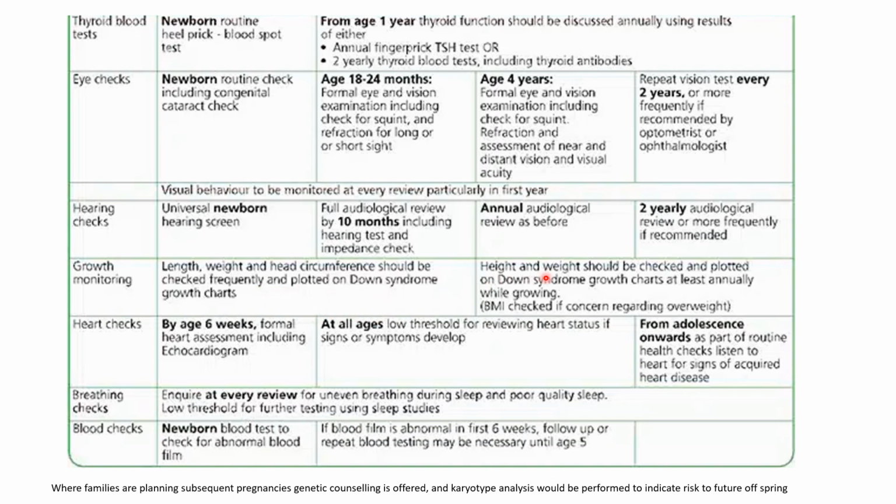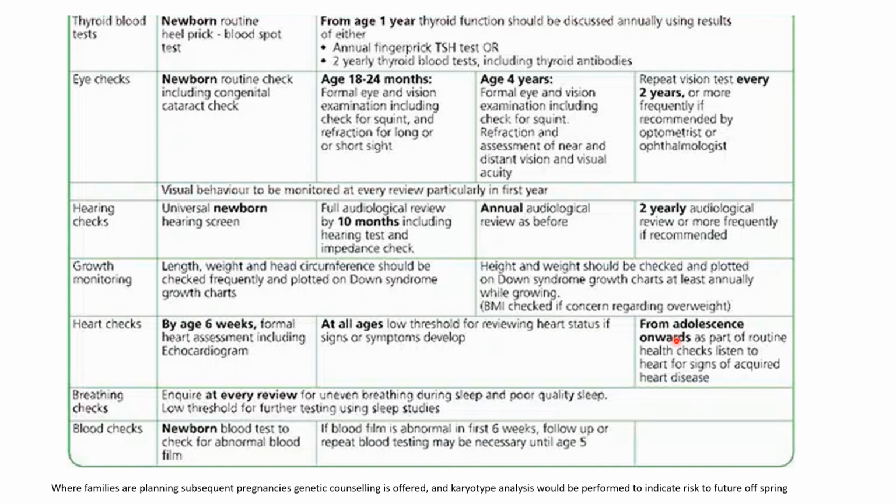Then the height and weight should be checked and plotted on Down syndrome growth charts at least annually while growing. Then the BMI will be checked if concerned regarding overweight. Then heart checks. So by age 6 weeks, formal heart assessment, including echocardiogram, should be done. Then at all ages, low threshold for reviewing heart status if signs and symptoms develop.